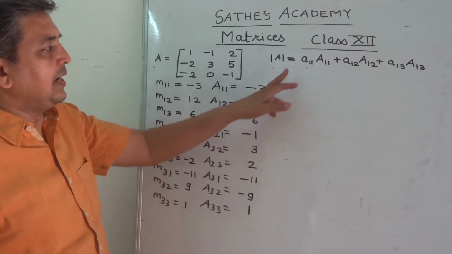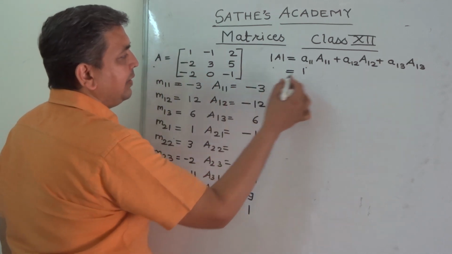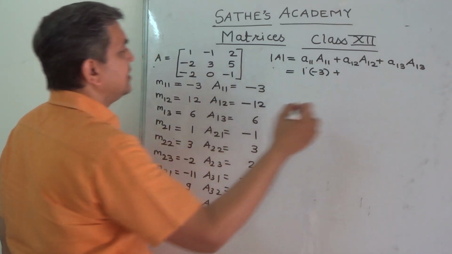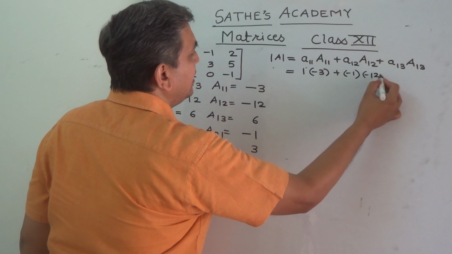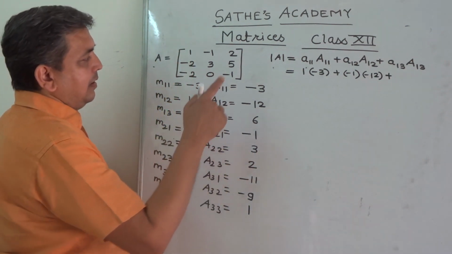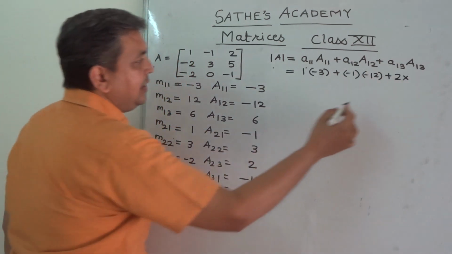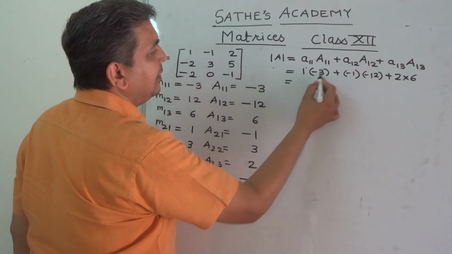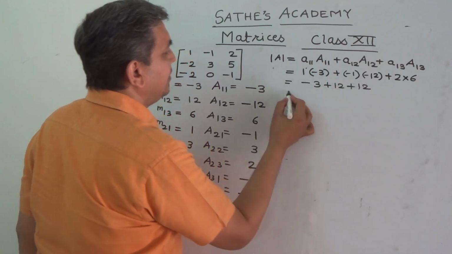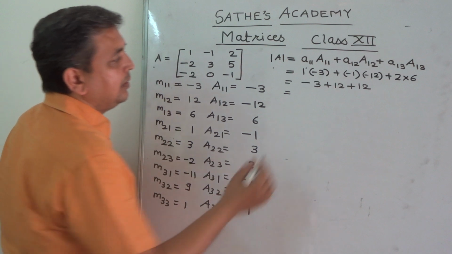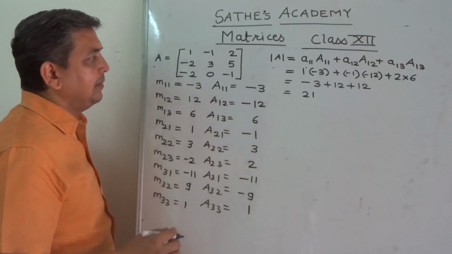Now using these values we can find the determinant. What is a11, first element, into A11 is minus 3, plus a12 is minus 1, into A12 is minus 12, plus a13 into capital A13 is 6. Check what do we get. Minus 3 plus 12 plus 12. 12 plus 12, 24. Minus 3 is 21. So determinant of A is 21.